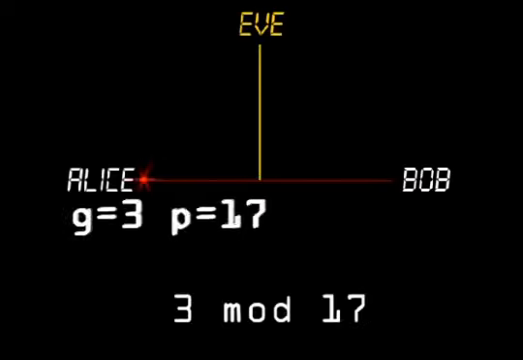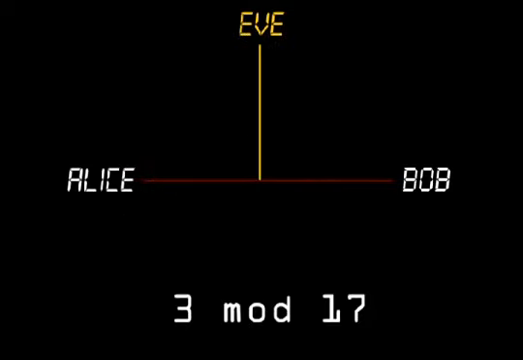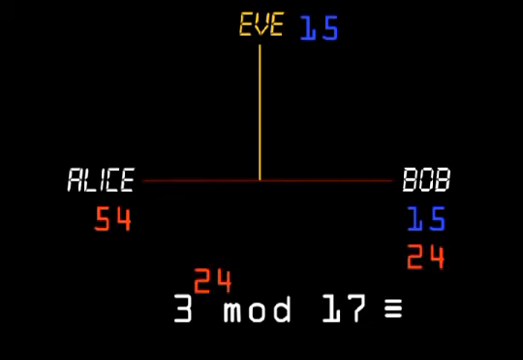First, Alice and Bob publicly agree on a prime modulus and a generator, for example 17 and 3. Then Alice selects a private random number, say 54, and calculates 3 to the power 54 mod 17 and sends this result publicly to Bob. Then Bob selects his private random number, say 24, and calculates 3 to the power 24 mod 17 and sends this result publicly to Alice.